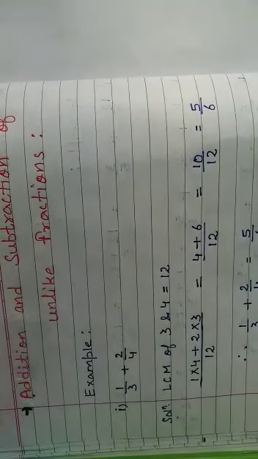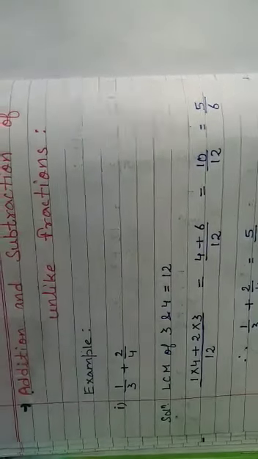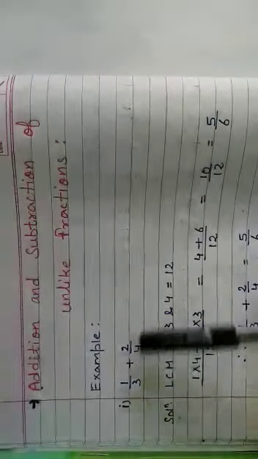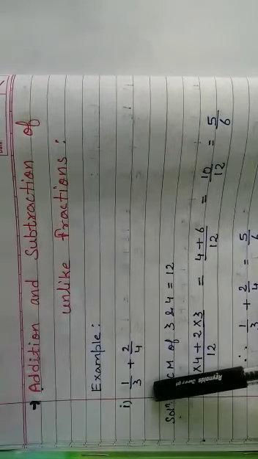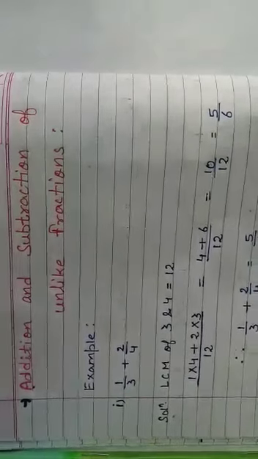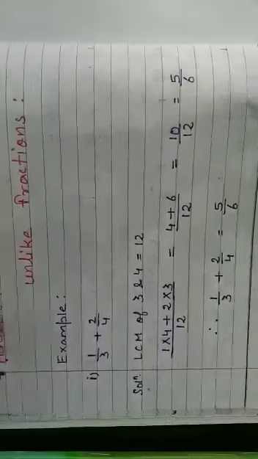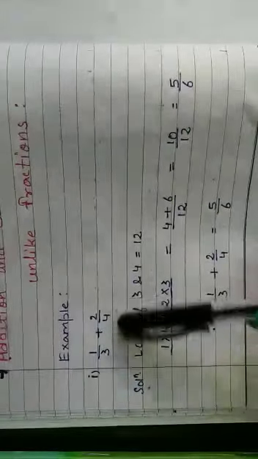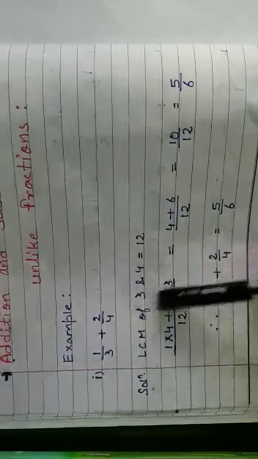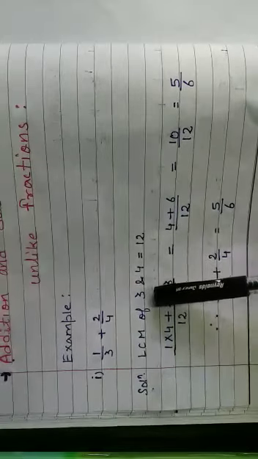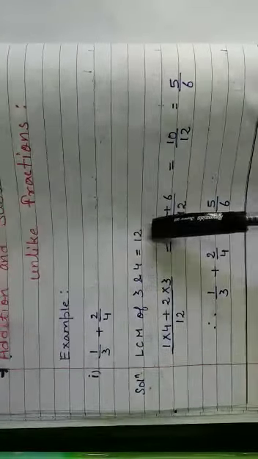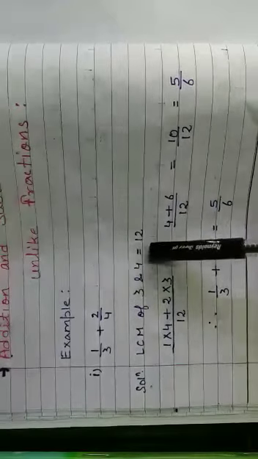Now let's see the addition and subtraction of unlike fractions. Here you can see we have fractions, but they have different denominators. Here we have denominator 3 and here we have denominator 4. So in case of unlike fractions, what we have to do? We have to first take the LCM of denominators. The LCM of 3 and 4 is 12, because they are co-prime. So the LCM is going to be just their product. So 3 fours are 12.